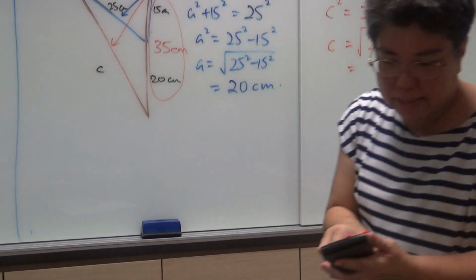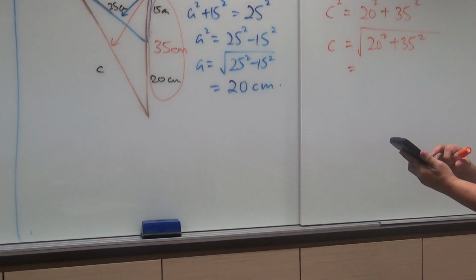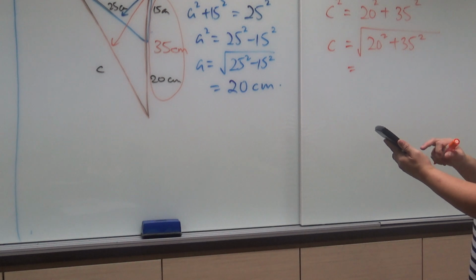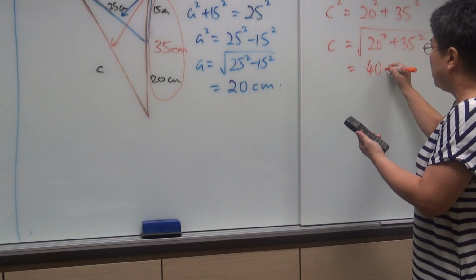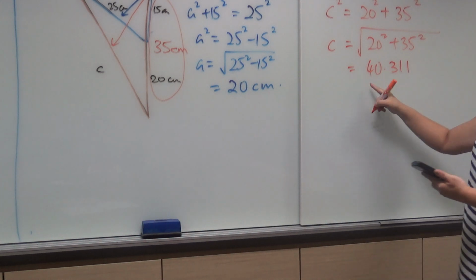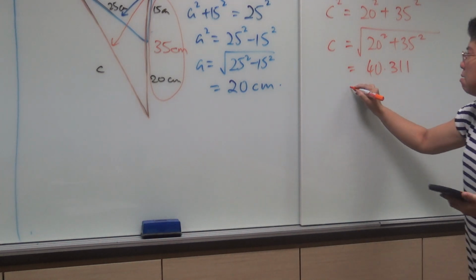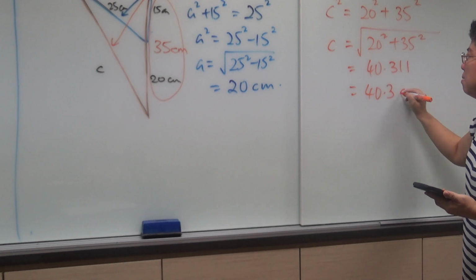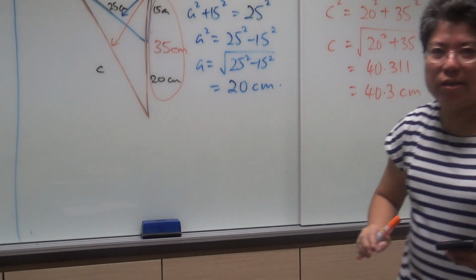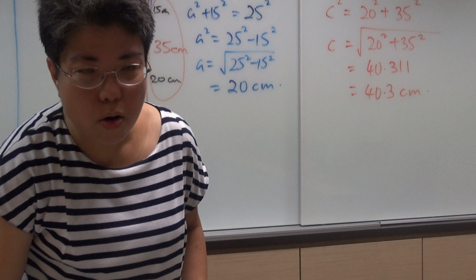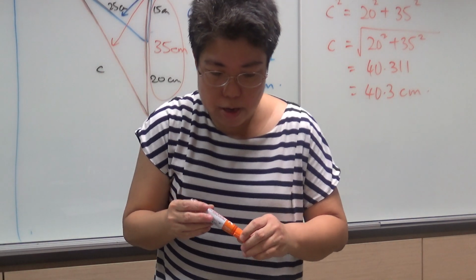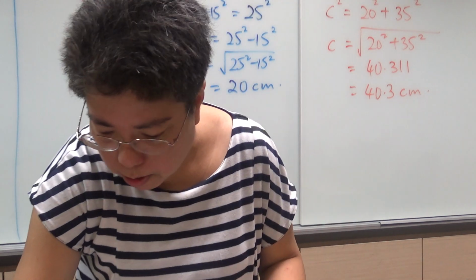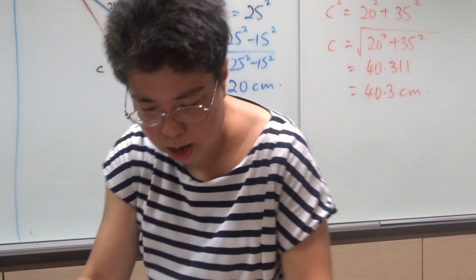Okay, so let's take a look at this answer according to the calculator. Try pressing in your calculator as well. It's 40.311, 5 significant figure truncate. Final answer 40.3 cm. So that's how we get the answer. Now I'm going on to the next example, that is part B.